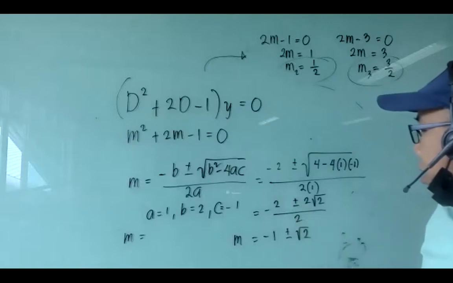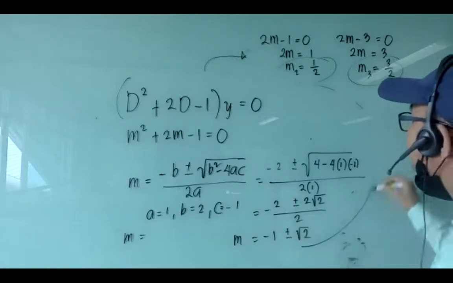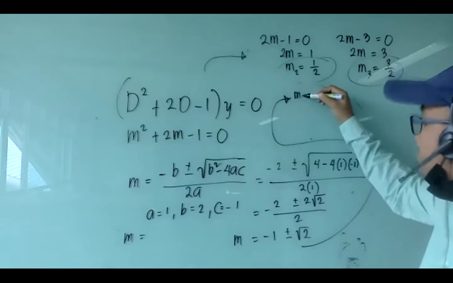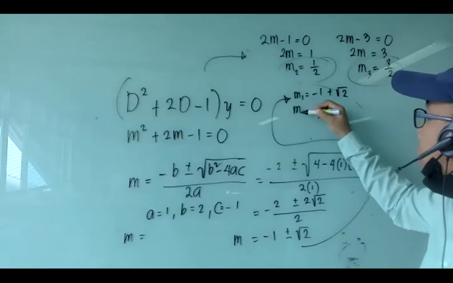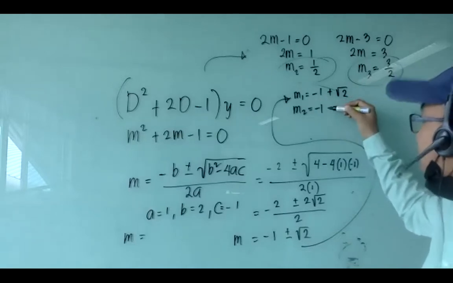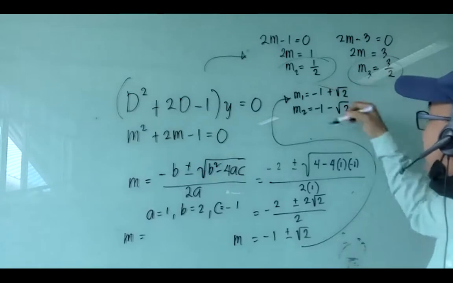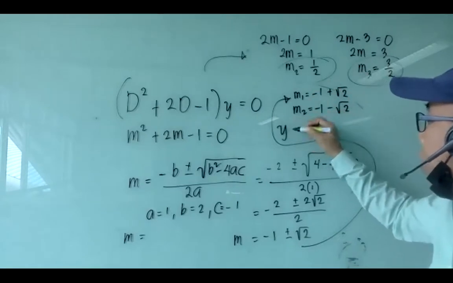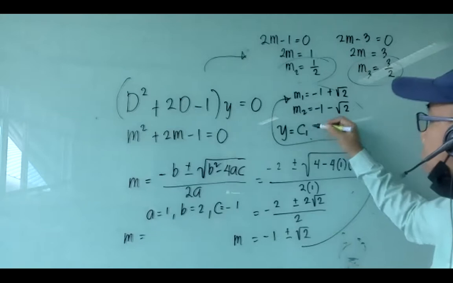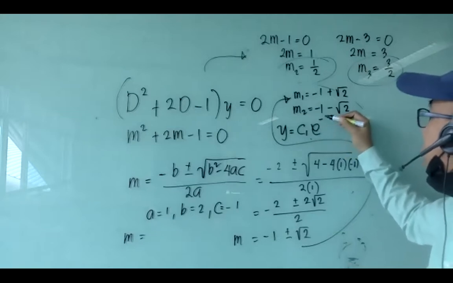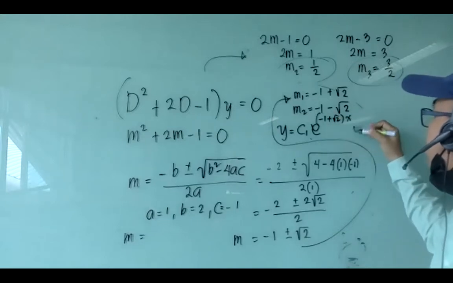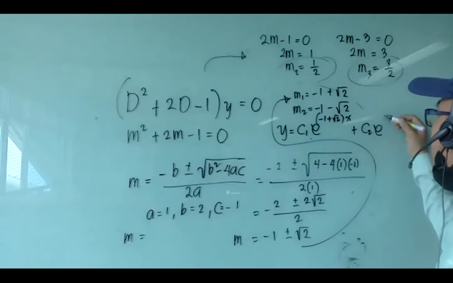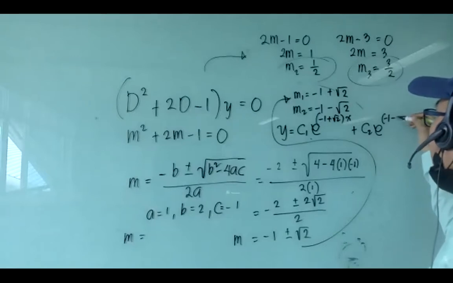Okay? Is that right? So the roots are m sub 1 is equal to minus 1 plus square root of 2, and m sub 2 is equal to minus 1 minus square root of 2. It means that they are distinct roots. So the solution is y equals c sub 1 e raised to negative 1 plus square root of 2 times x, plus c sub 2 e raised to minus 1 minus square root of 2 times x.